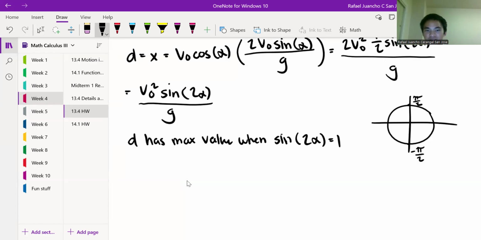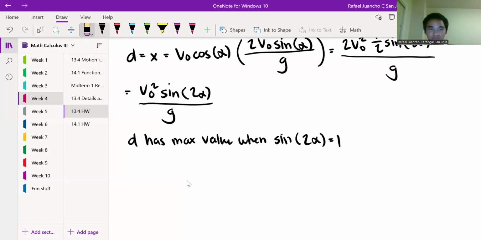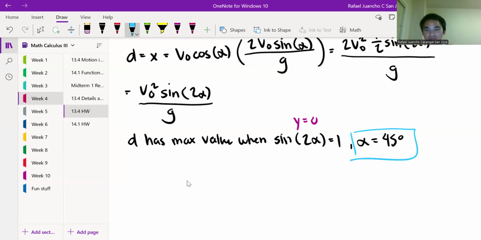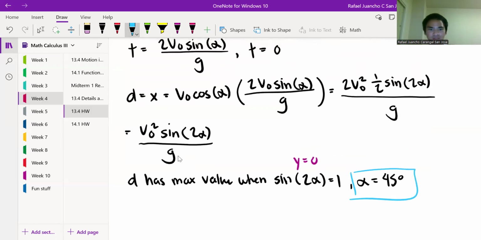What does that tell us? Well, that tells us that my y value is 0. So actually, my max value is when my y value is 0. That's what it's trying to say, because that's where I would get a 1. Basically, when my y is 0, that's the max value of alpha. And so here I just solve for it, and I get an alpha of 45 degrees. Pretty much.